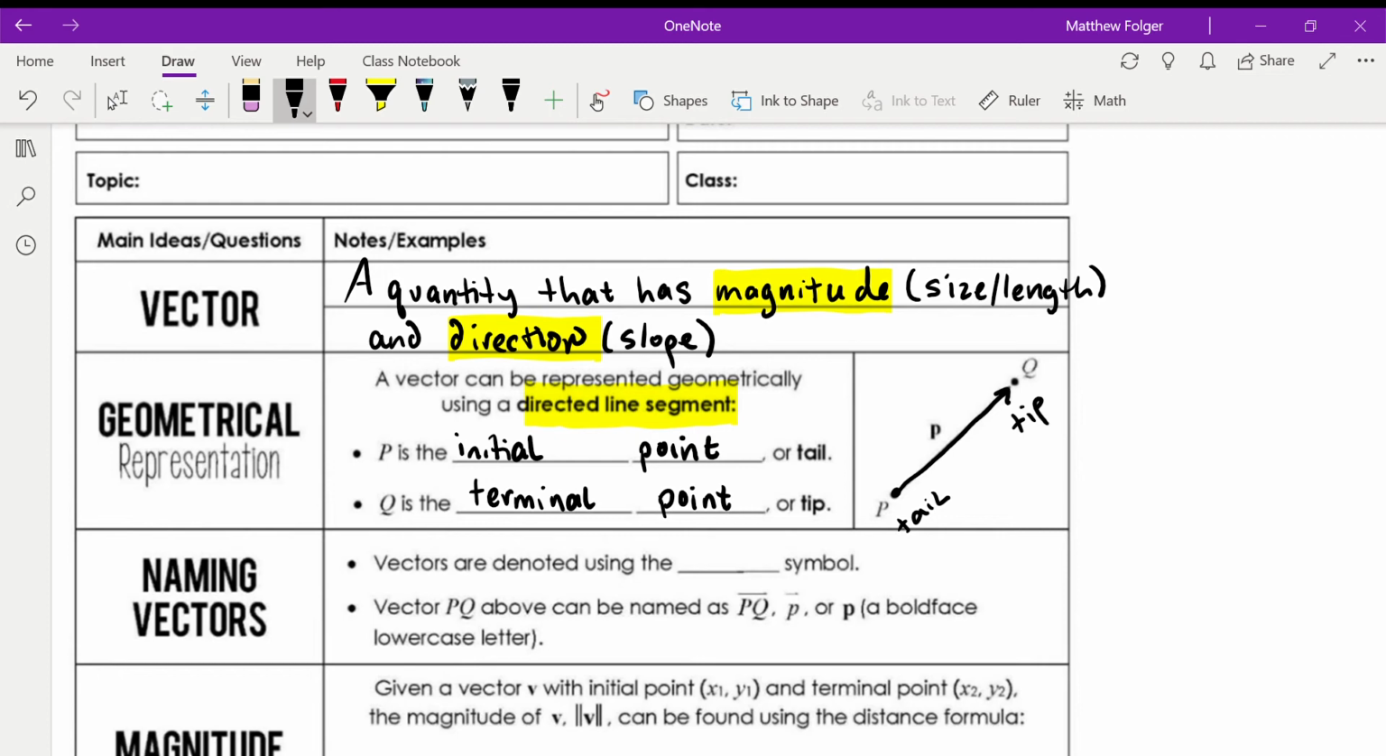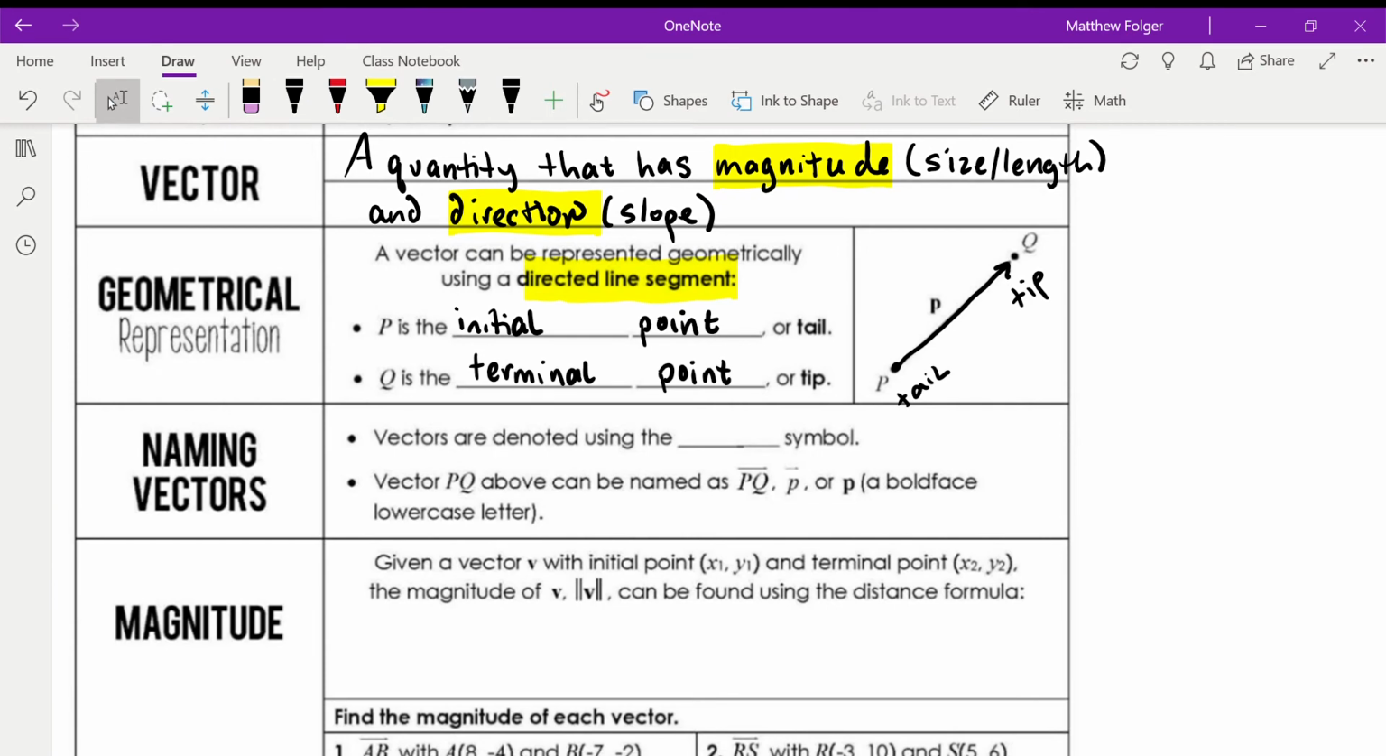All right. So when I write a vector, I use this symbol right here. So up here we have vector PQ. Well, often that's one way to write it. Now you can't really see this, but there is an arrow on there. So this is PQ with a little arrow on top. The other common way to write a vector is a bold-faced lowercase letter. So in bold, a p. So you can call it either one. You can call it vector p, or you can call it vector PQ with an arrow.